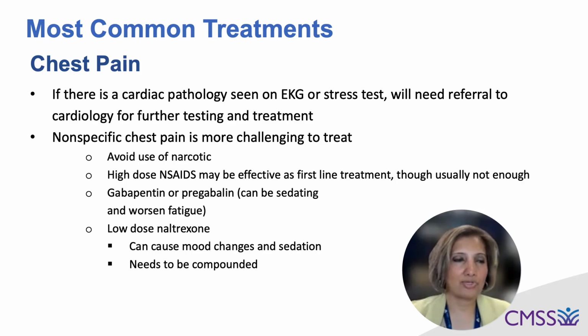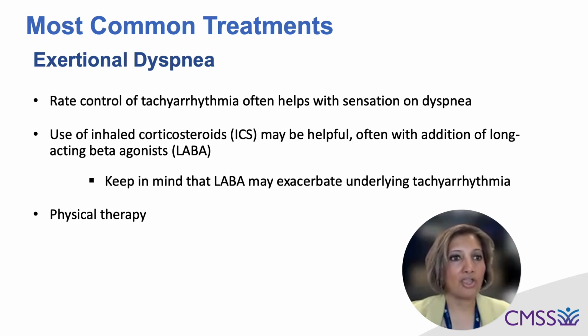Low-dose naltrexone can also be used, and that has been associated with mood changes and sedation, and also can be complicated to administer because it needs to be compounded. For exertional dyspnea, treatment that can be offered includes inhaled corticosteroids and long-acting beta agonists. Keep in mind that long-acting beta agonists may exacerbate tachyarrhythmias, and that may be one of the causative reasons for the dyspnea. So separating those causal mechanisms would be important before prescribing long-acting beta agonists.